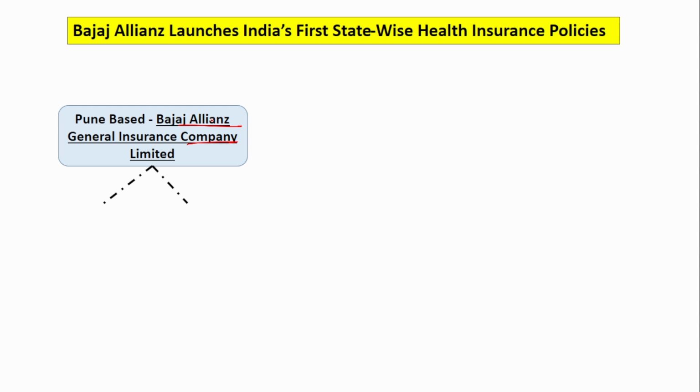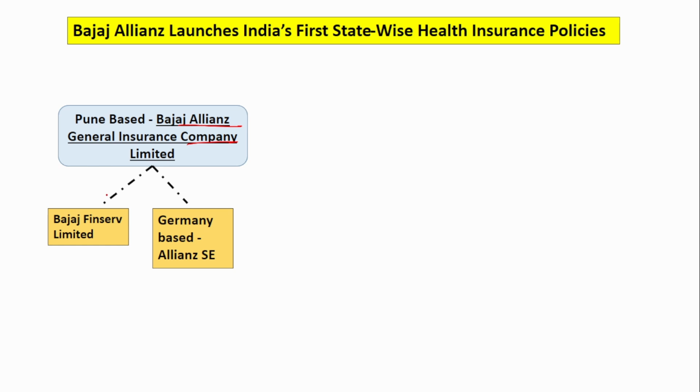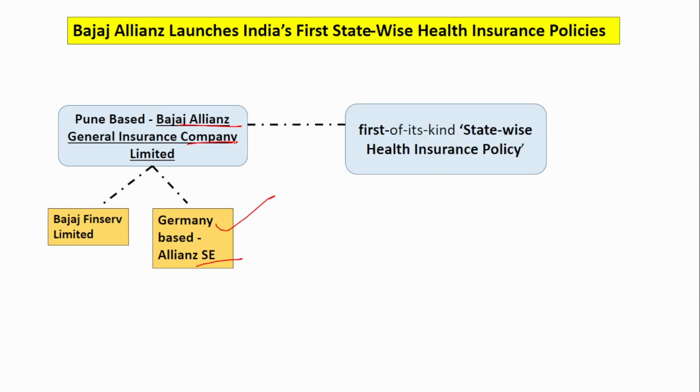Next is Pune-based Bajaj Allianz General Insurance Company Limited, which is a joint venture between Bajaj Finserv and Germany-based Allianz SE. So remember the joint venture of Bajaj Finserv and Germany-based Allianz SE. This company has launched a first-of-its-kind state-wise health insurance policy. The medical procedure costs vary from state to state, right? Especially the room rent and all. It is different from one state to another. Similarly, the medical operation costs are also different from one state to another.